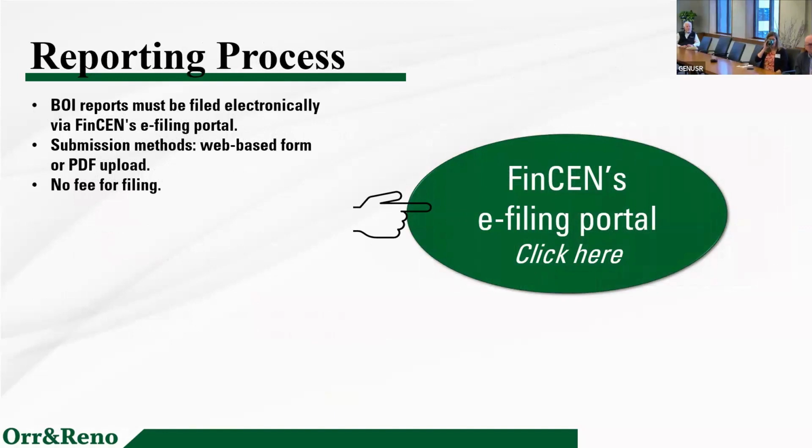So the reporting process is all online, on the FinCEN website. It's an e-filing, so it's either done through their web-based form, where you click through it, or by downloading the form as a PDF and then uploading it. There's no filing fee, it's just the information that must be provided.